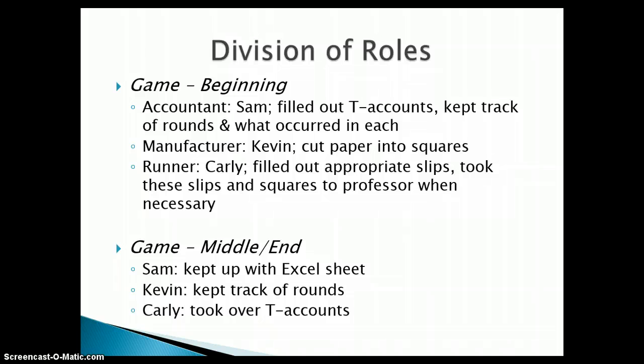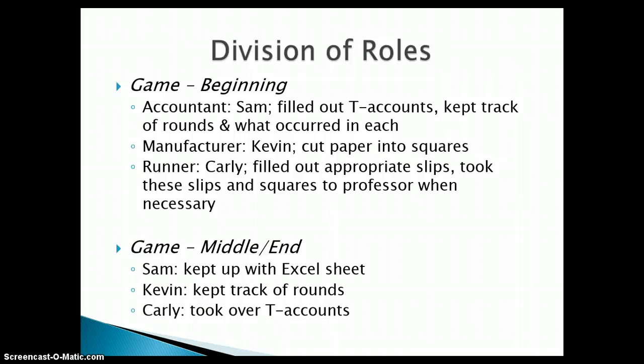I was the accountant. I filled out T accounts, kept track of rounds and what occurred each round. Kevin was the manufacturer, and he cut the paper into squares. He also helped with a lot of the decisions and when to buy and sell paper. And Carly was the runner. She filled out the appropriate slips and took the slips to the professor when necessary.